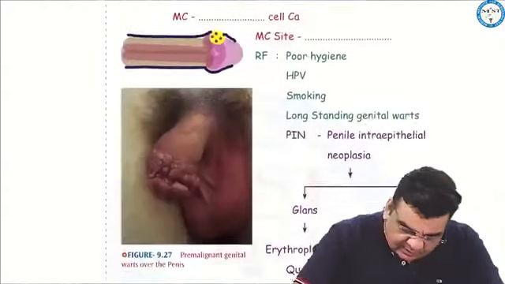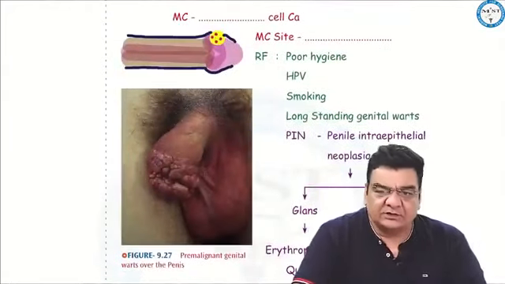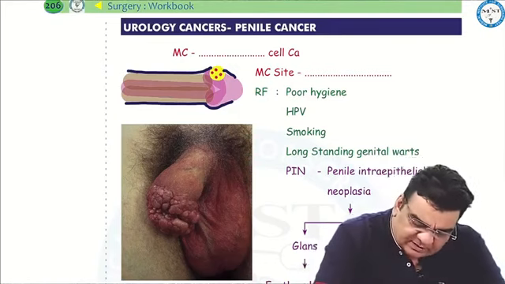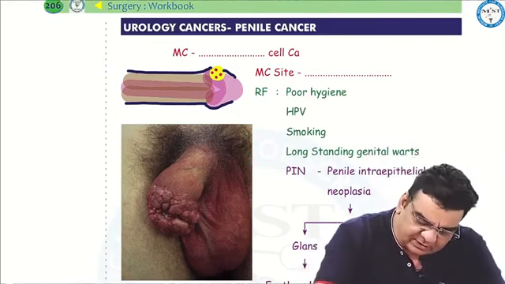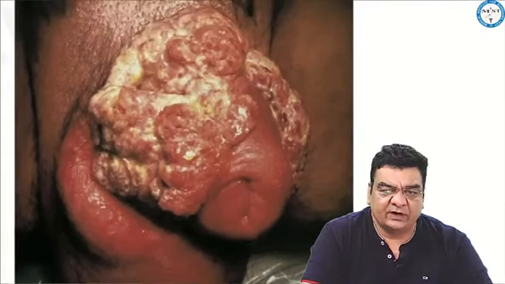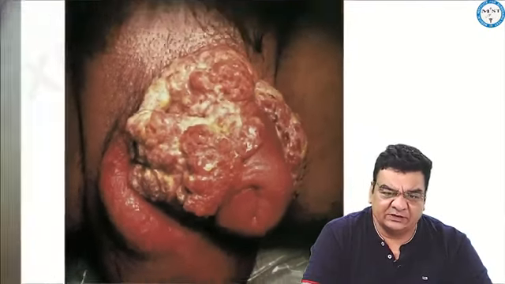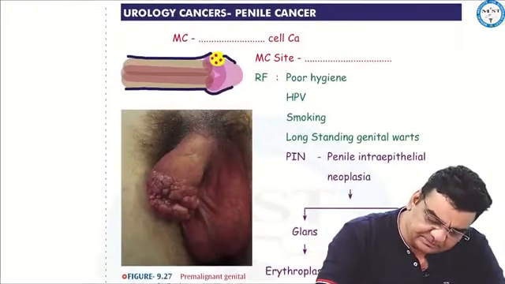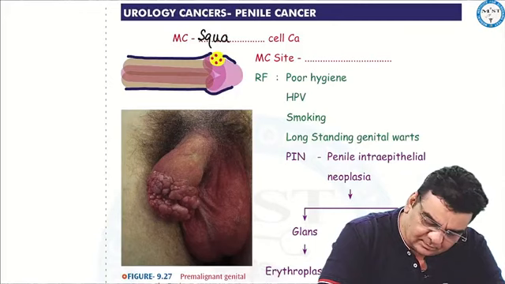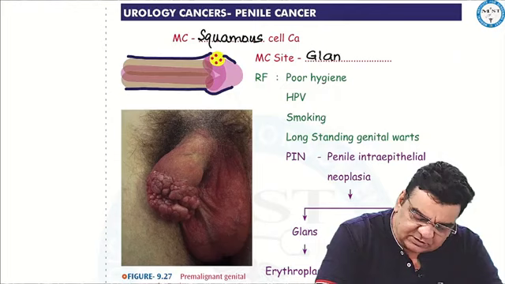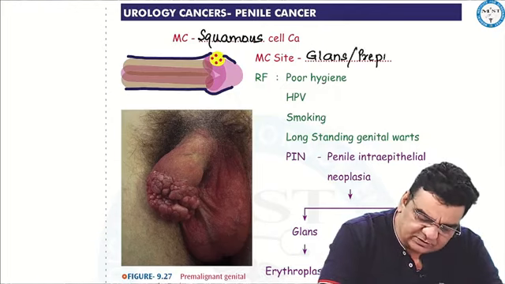Chalo beta. Another cancer here is penile cancer. Now, most commonly, penis is something which is outside. Here you can very well see how these penile cancers can grow. Something like this. There is a fungating lesion seen over the glans penis. This is a squamous cell carcinoma. Most common site is the glans, or you can say the prepuce.